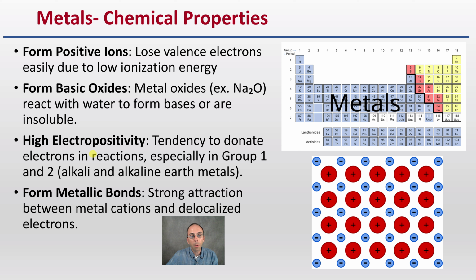High electropositivity, which is a tendency to donate electrons in reactions, particularly our group 1 alkali metals, and also our group 2 alkaline earth metals. They tend to form metallic bonds. It should come as no surprise with metals, which are defined as strong attractions between metal cations and delocalized electrons. You can see a little bit of an image of that here, as well as a reminder of where those metals are located.